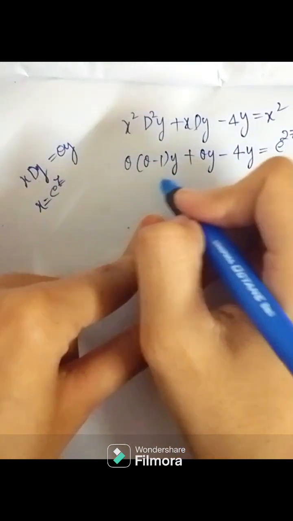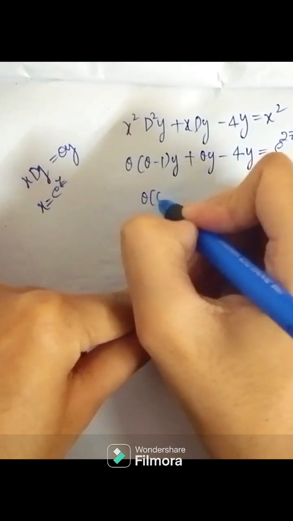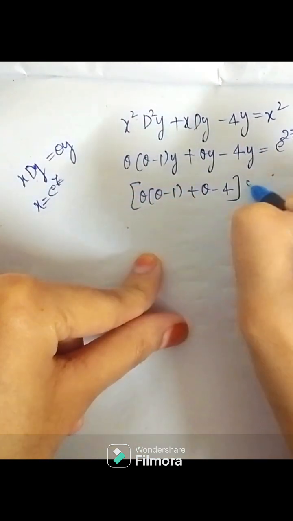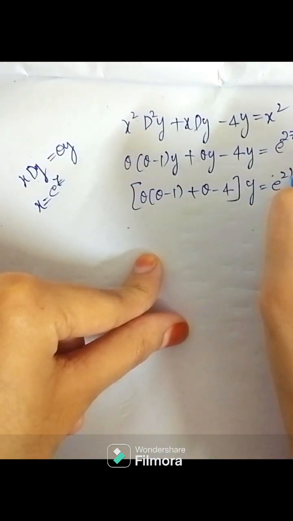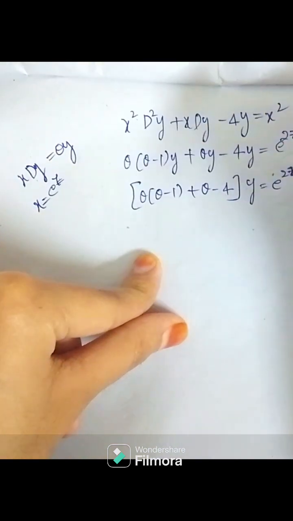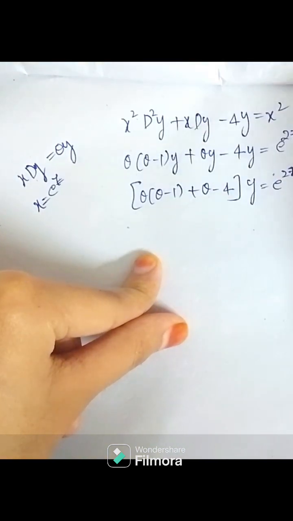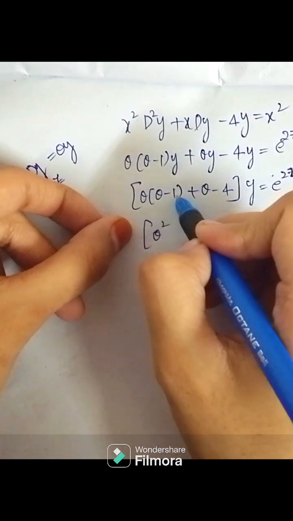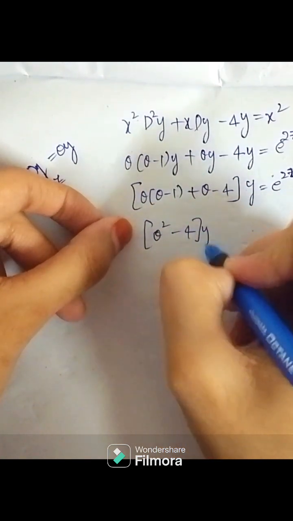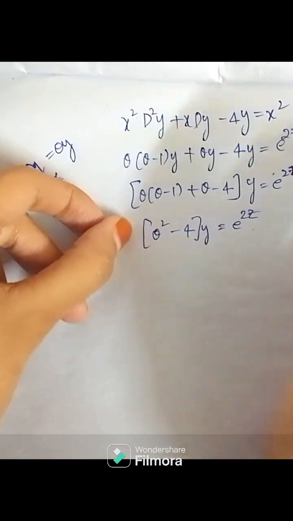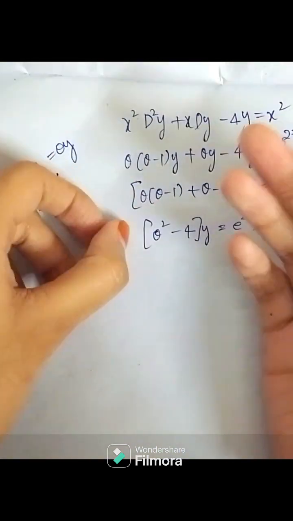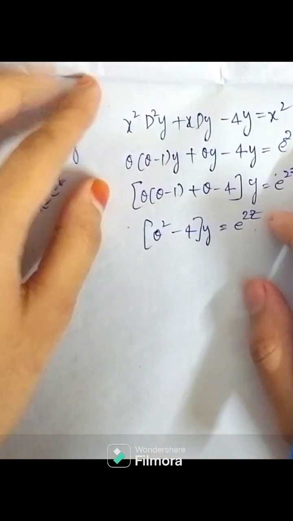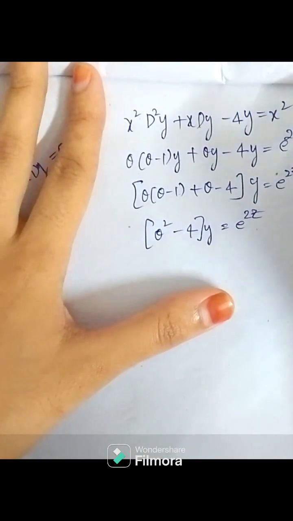So I'll take y common. Theta into theta minus 1 plus theta minus 4, y common. So if you wonder what is theta, here theta is d by dz. Okay, so now this will be theta square minus theta plus theta, theta gets cancelled. So how do we solve this? Until now we have seen 6 cases for what to solve these only. I'm just kidding, those will also be given in the exam.